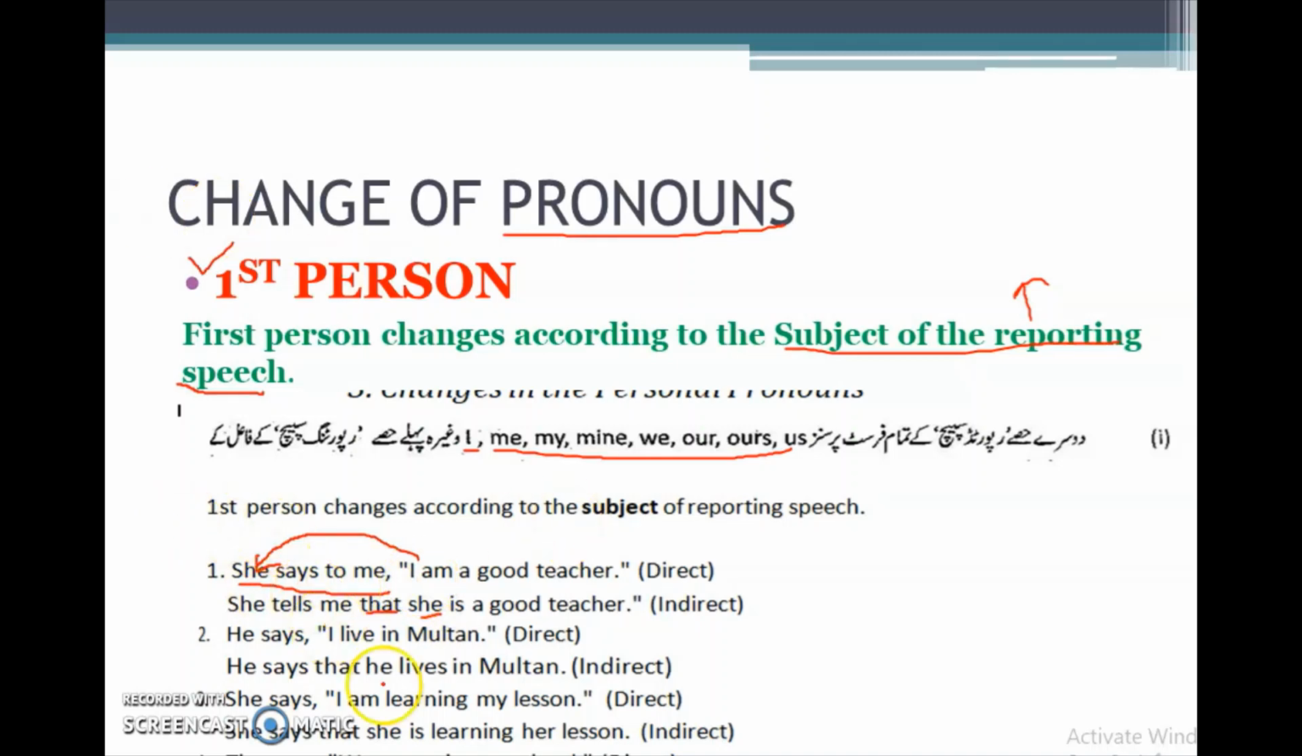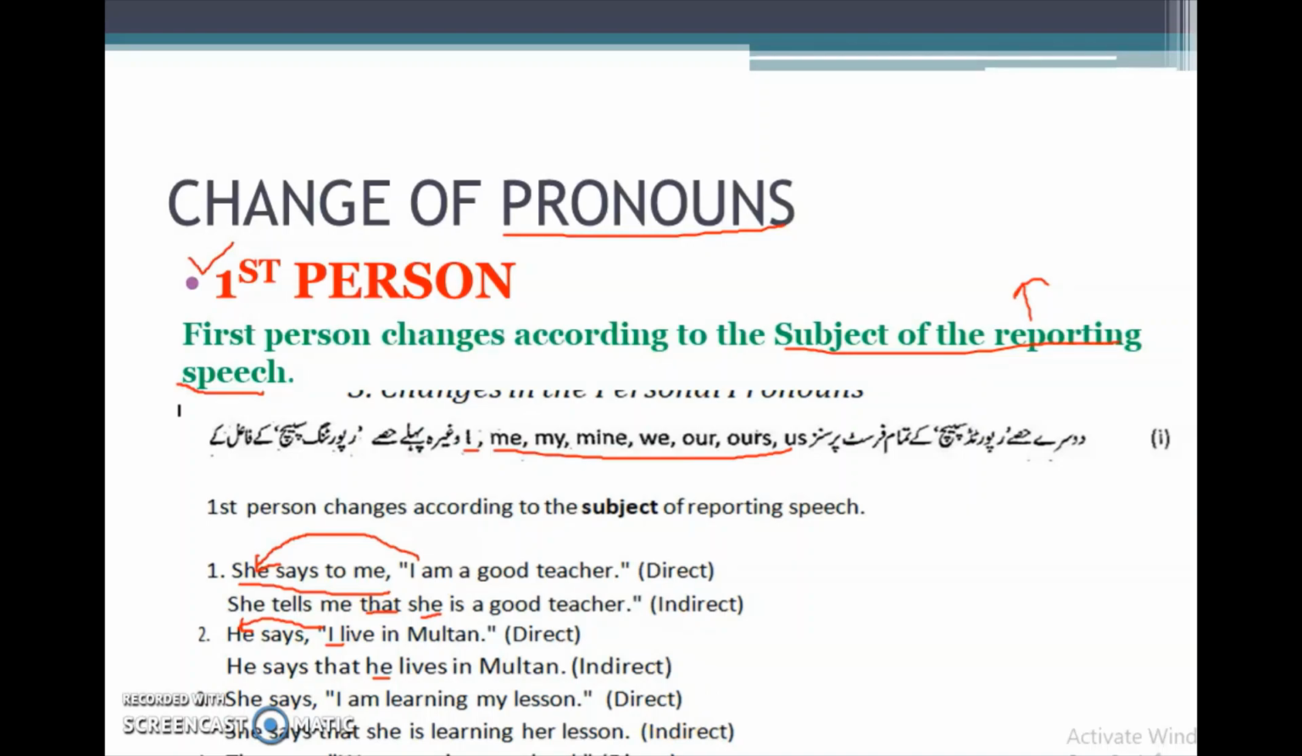You can see another example. He says, I live in Multan. Here I is a first person, that will be changed according to the subject, that is he. You can see: he says that he lives in Multan. We have replaced I with he. So in this way you will change the first person from the sentence in direct speech while changing it into indirect speech, and the rule is first person changes according to the subject of the reporting speech. Whatever the subject of the reporting speech is, the first person will change accordingly.